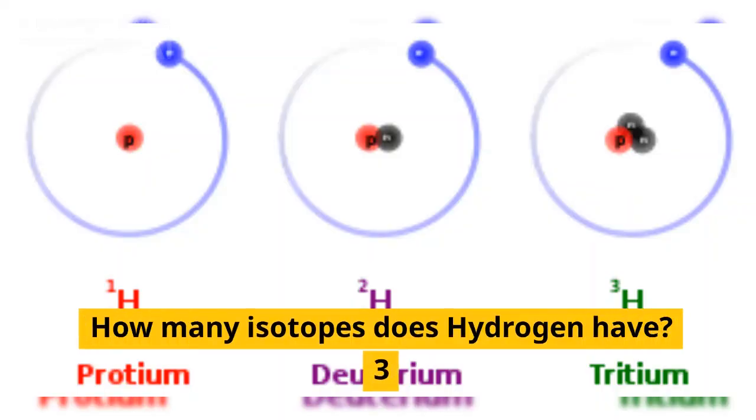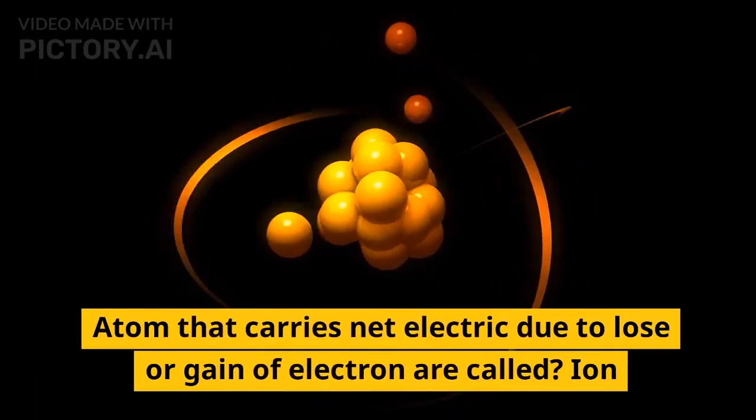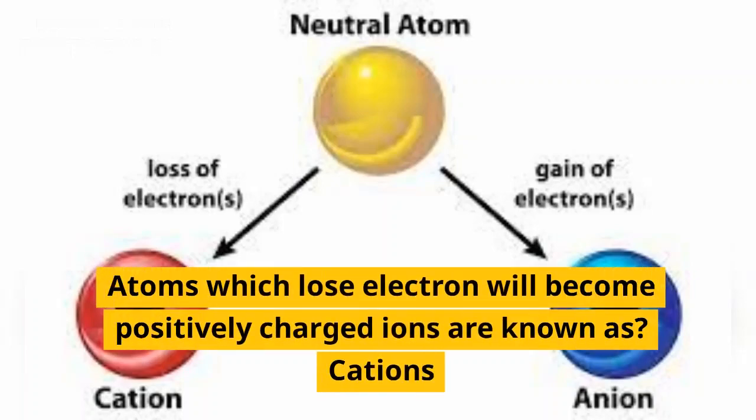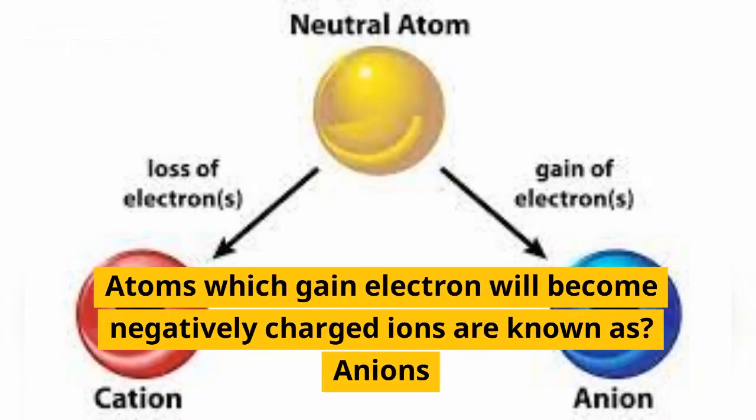How many isotopes does hydrogen have? 3. An atom that carries a net electric charge due to loss or gain of electrons is called an ion. Atoms which lose electrons become positively charged ions, known as cations. Atoms which gain electrons become negatively charged ions, known as anions.